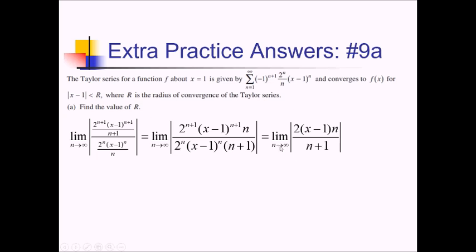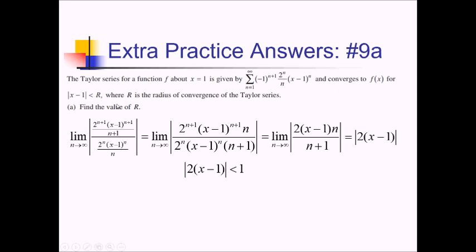As n approaches infinity, I can ignore this plus 1 down here. So I essentially have 2 times x minus 1 times n over just n. The n's are going to cancel, leaving me with just 2 times the quantity x minus 1 inside my absolute value. So for the series to converge, this nth ratio that we just found has to be less than 1. So I'll let that be less than 1.